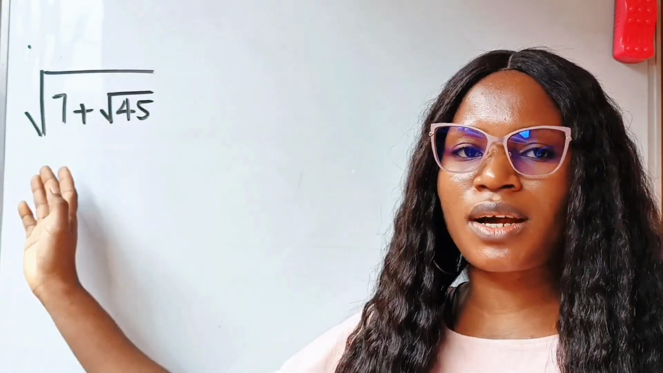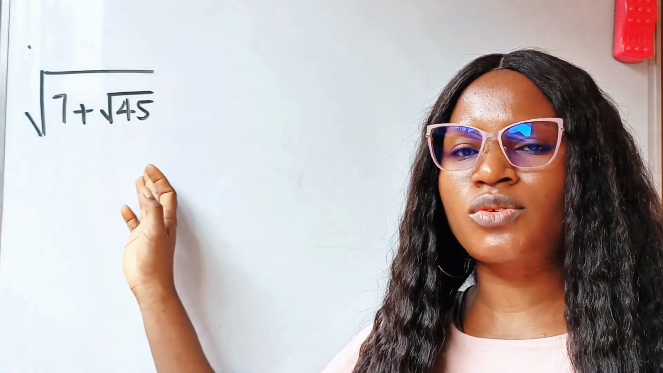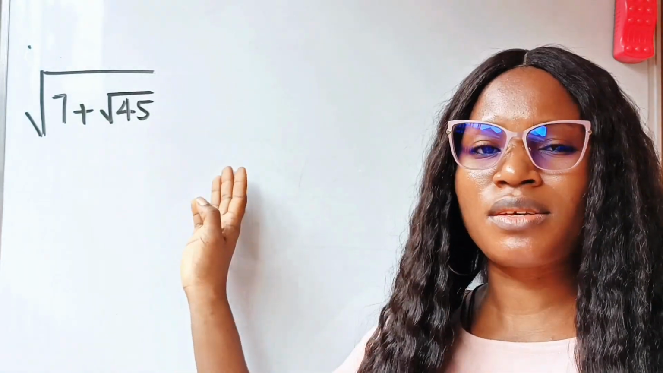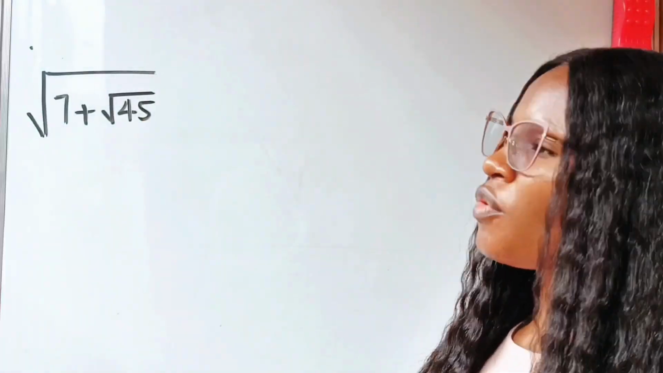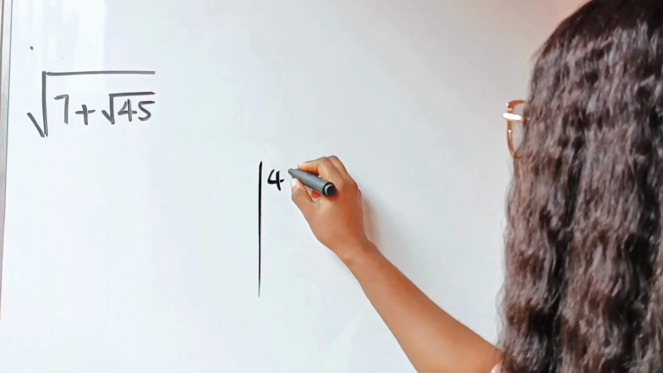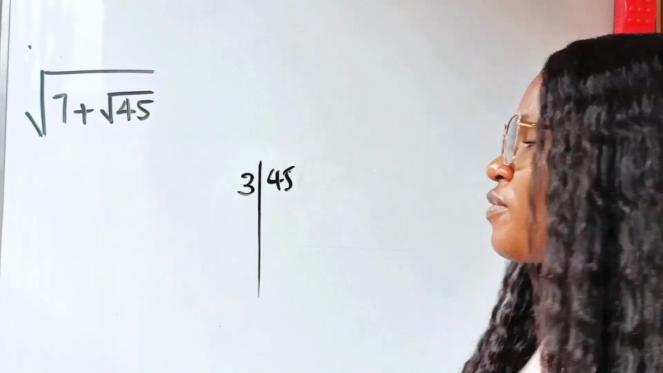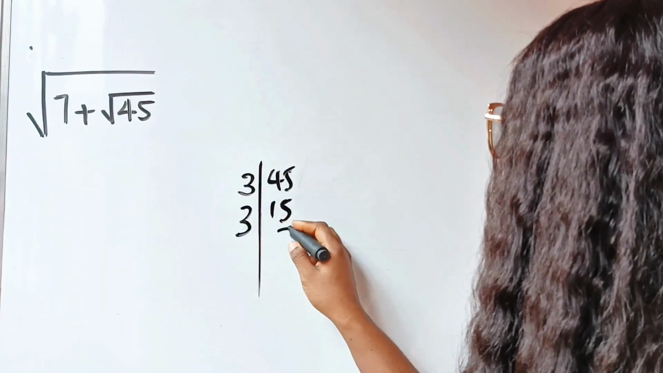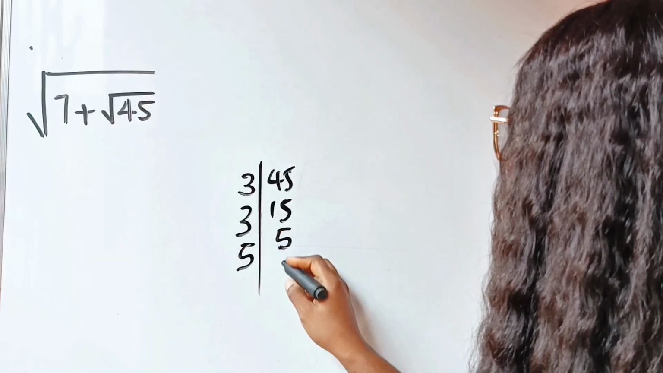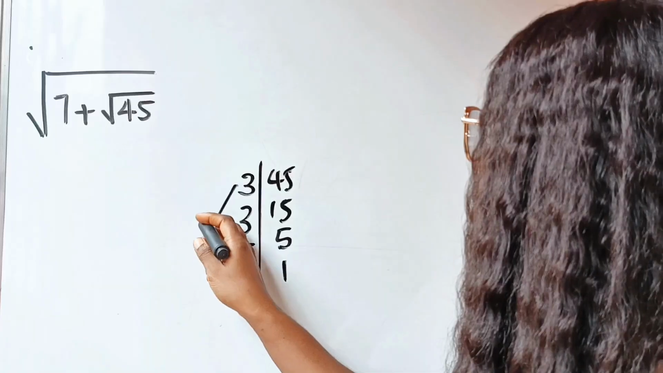In terms of something like this, your square root, can you actually reduce it to its simplest form? Yes, because 45, if you want to reduce it, this is 45. The smallest number that can divide 45 is 3. And when that happens, we have 15. 3 will divide again to give us 5. 5 will divide to give us 1. So you can see that we can express 45 as 3 times 3, which is 9.